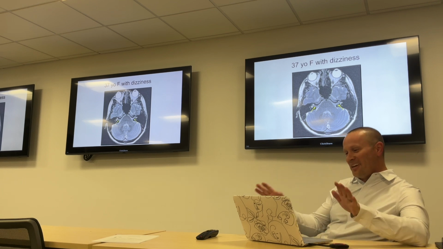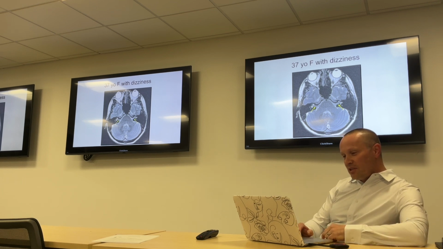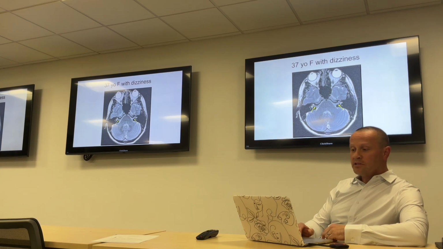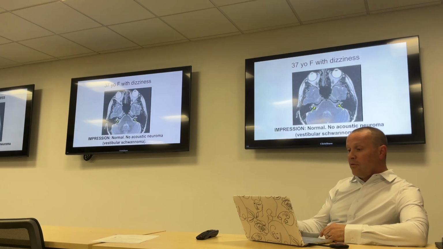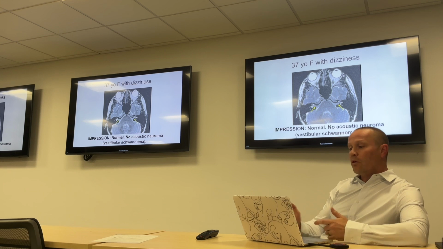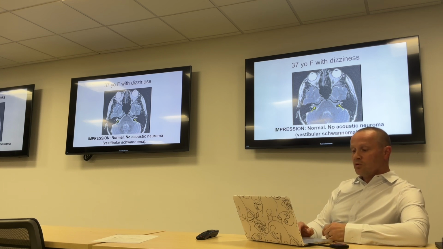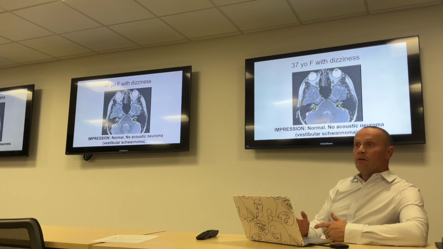That's as advanced as I get. You see these little linear structures. These are actually the nerves going from the brainstem out to the inner ear. Here's the cochlea, the vestibule, semicircular canals. These are the structures that let you hear and have balance. So this is exactly how it should look. And in this case, it's normal. So when I read the study, I said, it's a normal study, no acoustic neuroma, or the official word is called a vestibular schwannoma. And that was the end of what I did.